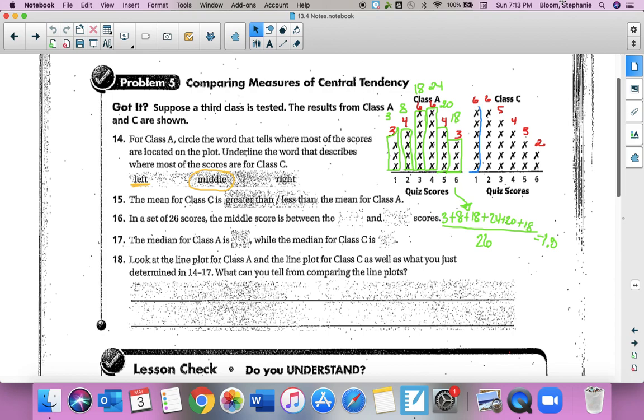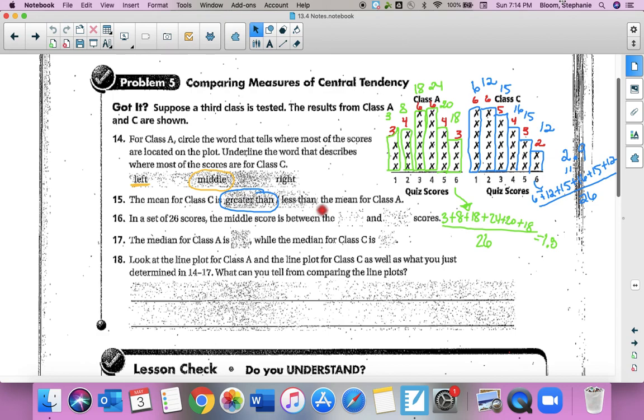So 1 occurred 6 times, so that's a 6. 2 occurred 6 times, that would be 12. 3 occurred 5 times, that's 15. 4 occurred 4 times, 16. 5 occurred 3 times, 15. 6 occurred 2 times, that's 12. So the mean of this one, we would be doing 6 plus 12 plus 15 plus 16 plus 15 plus 12, all divided by, again, 26. And this would give you 2.9. So the mean for class C is greater than the mean for class A.